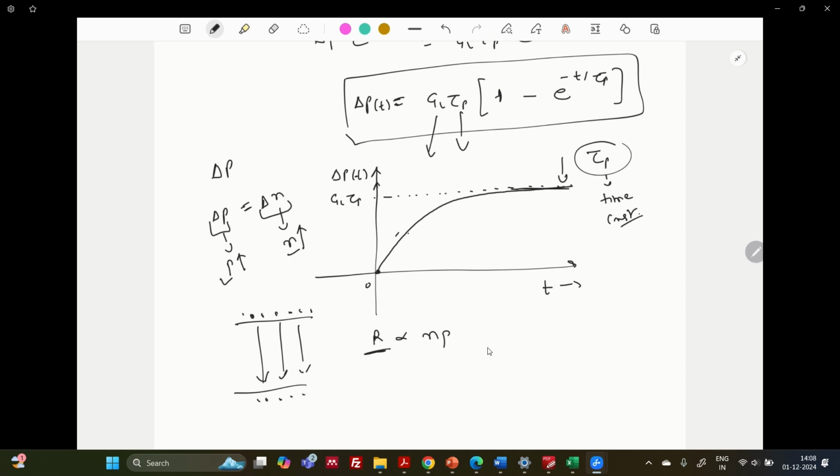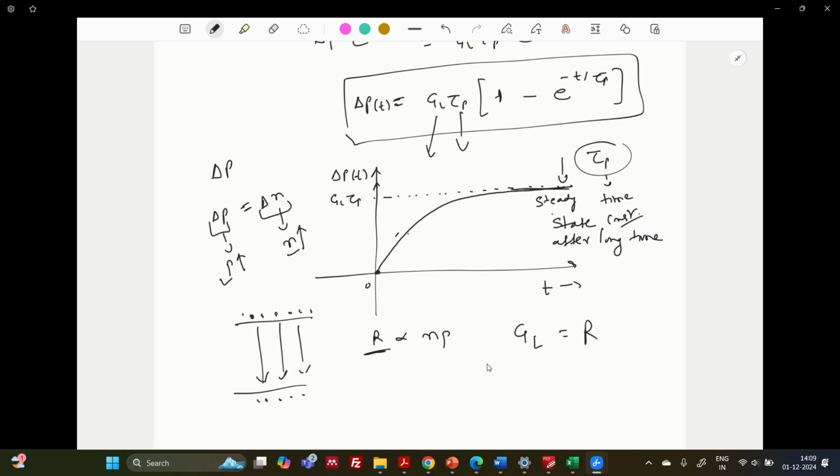Steady state is what you achieve after a long time. So in the steady state, your generation rate GL will become equal to the recombination rate, and delta p will cease to rise further and will become constant. Okay, so this is the type of question that can be asked in the assignment or even in the exam. So please practice such questions. Not a very difficult one to solve.